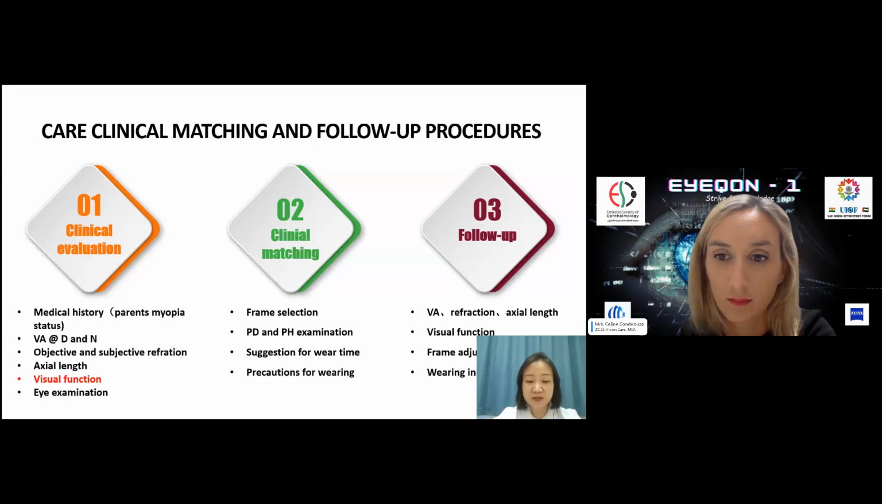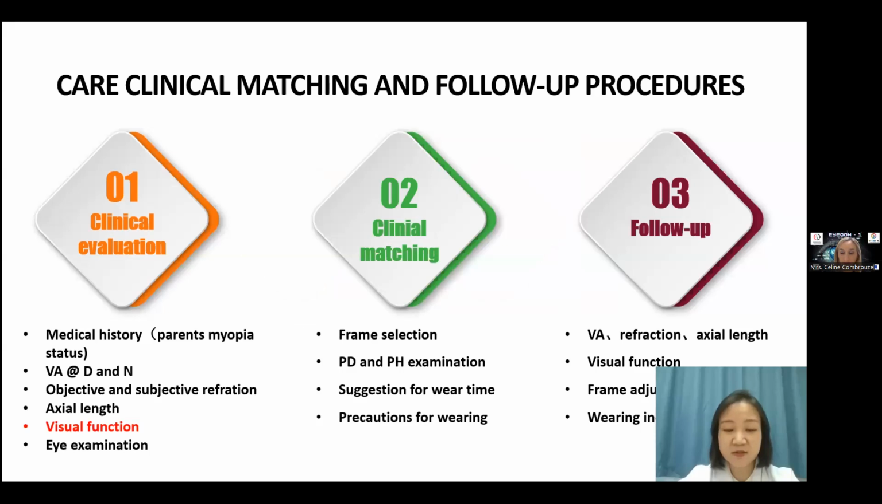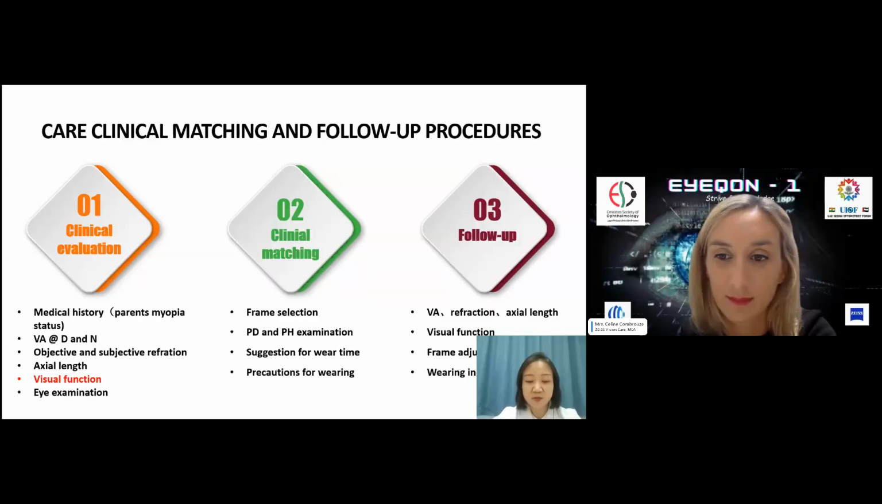Next, we proceed with the clinical fitting process, which involves selecting an appropriate frame. We prefer frames with nose pads for children as they allow for easier adjustment. After choosing the suitable frame, we should accurately measure the monocular pupillary distance and height. We recommend that children wear the glasses at least 12 hours per day to maximize the effectiveness of myopia control. Additionally, we provide education to both the child and the parent, giving them the precautions and instructions for how to use the lenses effectively.